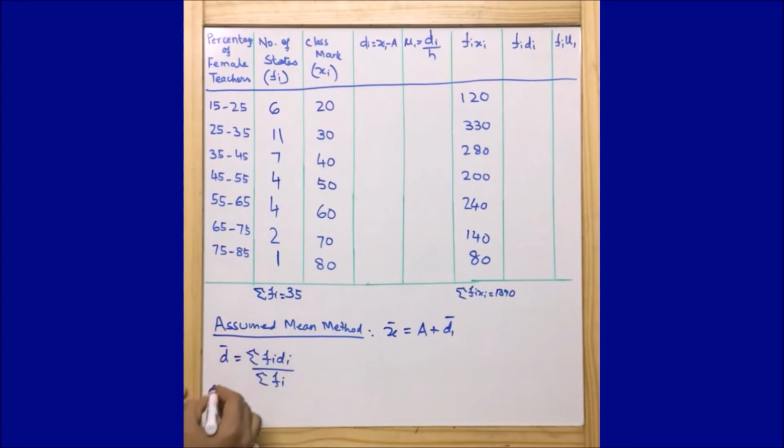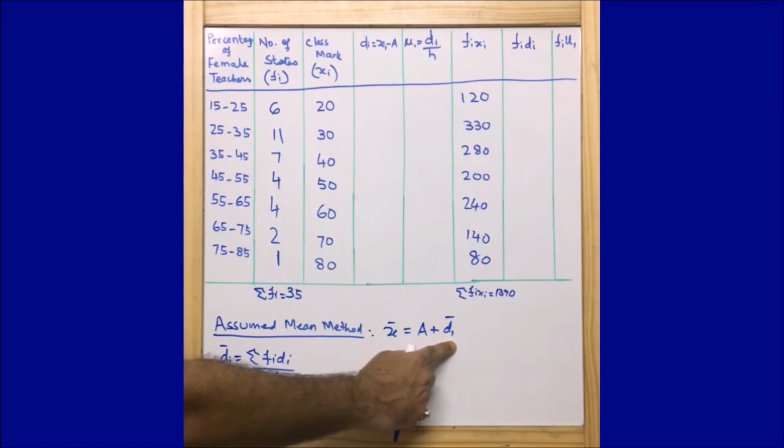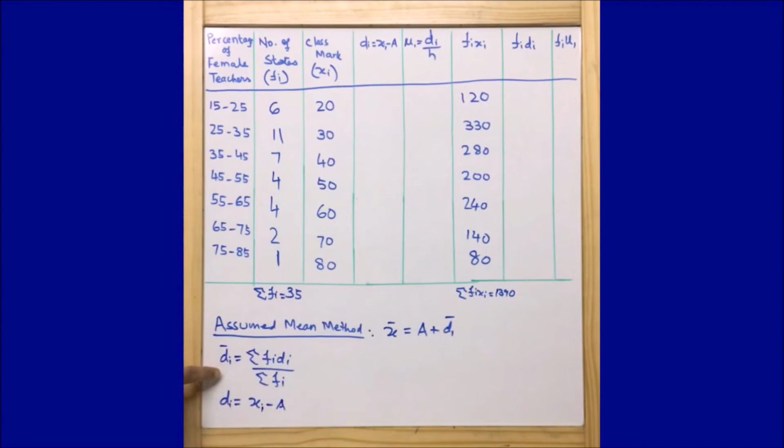And what is d? di is nothing but class mark minus assumed mean. That means xi minus a, where xi is the class mark. So this is pretty clear. Our mean is assumed mean plus mean deviation, and mean deviation is summation of fi di upon summation of fi, and di is equal to class mark minus assumed mean.